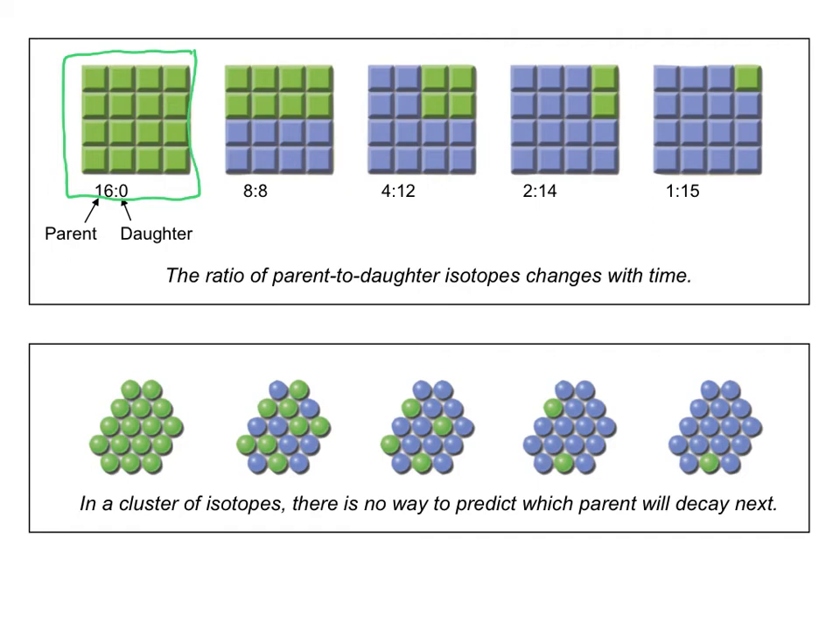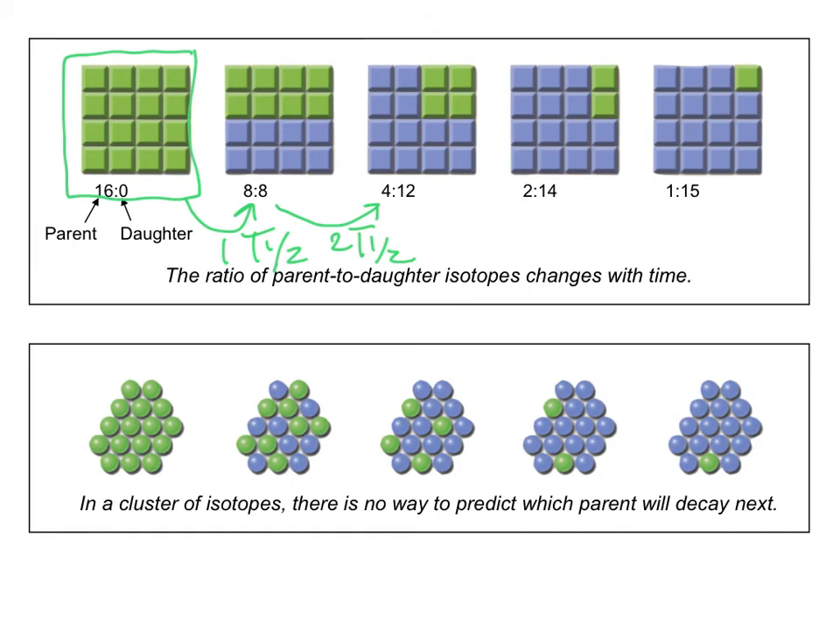But after you let one half-life go by, so this represents the passage of one half-life, I'm going to abbreviate that T 1/2, notice that exactly half of the parent has decayed away. So now you're down to having only 8 parent. But what happened to the rest of it? Well, it turned into daughter. So now you've got 8 green and 8 blue. After the passage of another half-life, so now we're on to 2 half-lives, you're down to 4 parent and 12 daughter, etc.